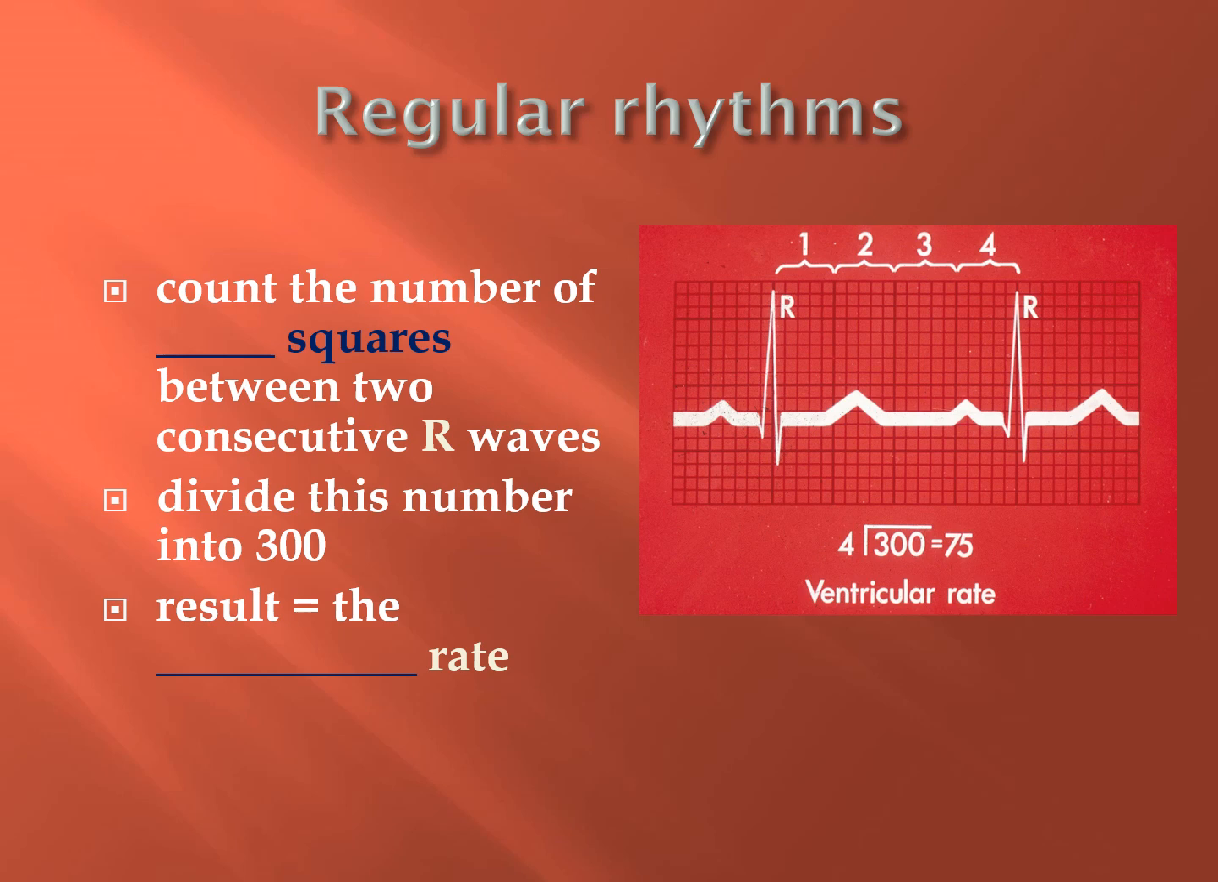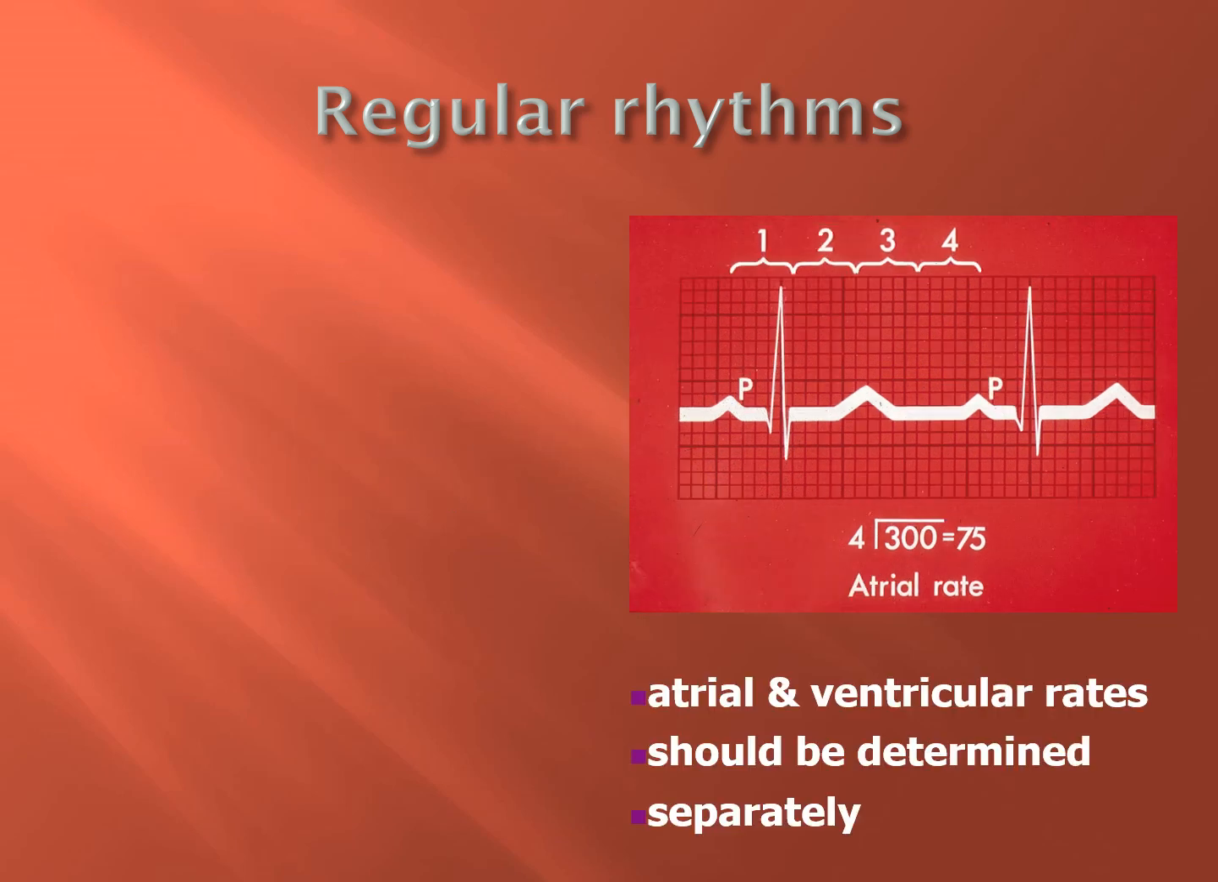Atrial and ventricular rate should be determined separately because sometimes a P wave and a QRS complex may not listen to each other and might do their own things, especially if there's a heart block. So that's why we need to separate them out. I might ask you what's their atrial rate or what's their ventricular rate. Sometimes they don't always correlate with each other. We'll look at some arrhythmias where they won't be the same.